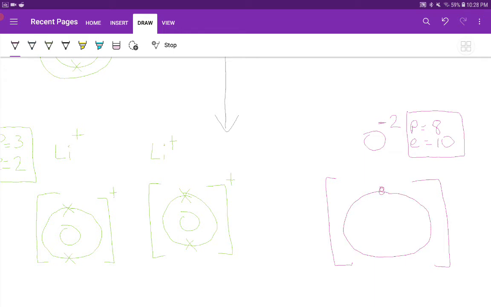So let's draw the structure for our ion now. And these are the electrons that oxygen got. And that's our nucleus.